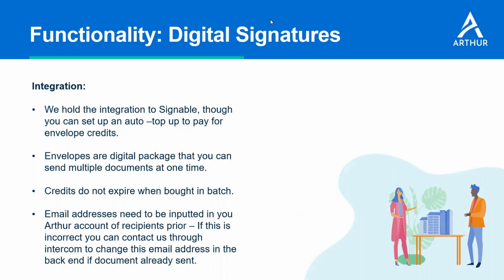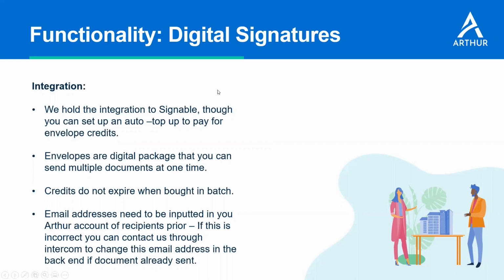Email addresses need to be inputted in Arthur for the recipients before you send those. So just make sure you've got the correct email addresses. We do get a lot of queries regarding changing email addresses in case it's a wrong email. So just make sure you've got the correct email of the recipients that you're going to be sending those to. However, if you don't, you can always contact us on the live chat so we can help you find that document and change that email if it's already sent.